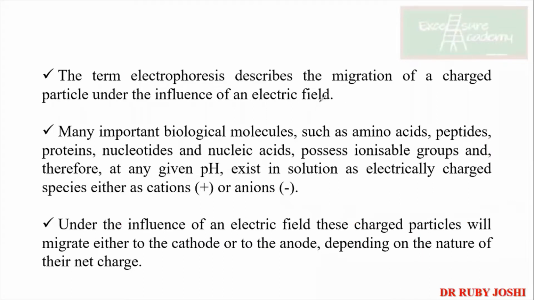Now, there are many important biological molecules such as amino acids, peptides, proteins, nucleotides, and nucleic acids. They all possess ionizable groups. Therefore, at any given pH in a solution, they exist as electrically charged species, either cations or anions. Because of this positive and negative charge, under the influence of an electric field, these charged particles will move either to the cathode or to the anode. We know cations are positively charged, anions are negatively charged. Now tell me, is the cathode positive or is the anode positive?